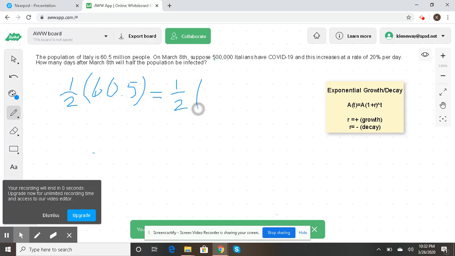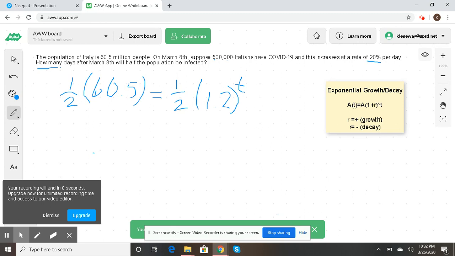And then times 1 plus r. In this case, my r is 20%, right? This is going to be my r. So I'm going to say this is 1.2 raised to the t power. And t is what I care about. This "how many days" tells me t is the variable I should have left.